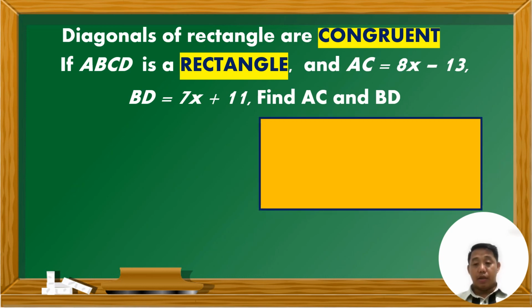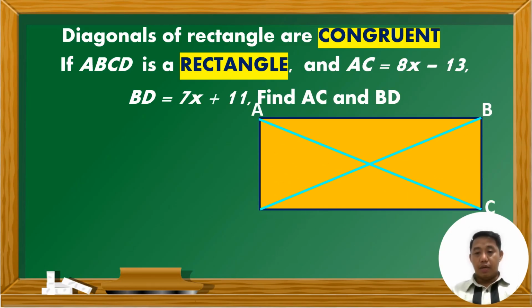Again, pag nag-name tayo ng rectangle natin, should be consecutive. So, we have ABCD. Take note that AC and BD are our diagonals. So, again, balikan natin ito. Diagonals of rectangle are congruent. They are congruent. So, therefore, AC is equal to BD. So, AC is equal to 8x minus 13. BD is 7x plus 11.